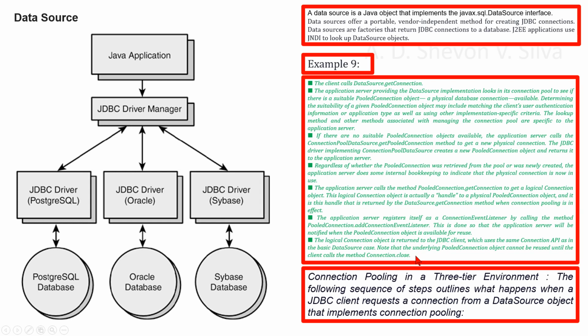A logical connection object is returned to the JDBC client, which uses the same connection API as the basic data source case. Note that the underlying pool connection object cannot be reused until the client calls the method connection.close. Connection pooling can also be implemented in a two-tier environment where there is no application server. In this case, the JDBC driver provides both implementations: the data source, which is visible to the client, and the underlying connection pool data source implementation.